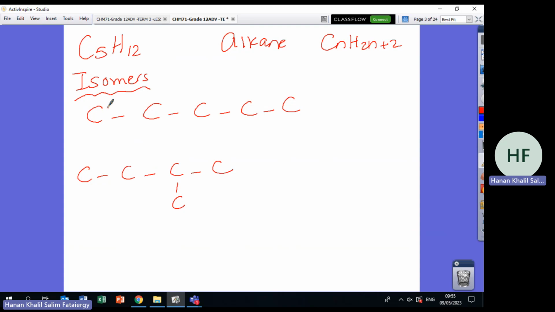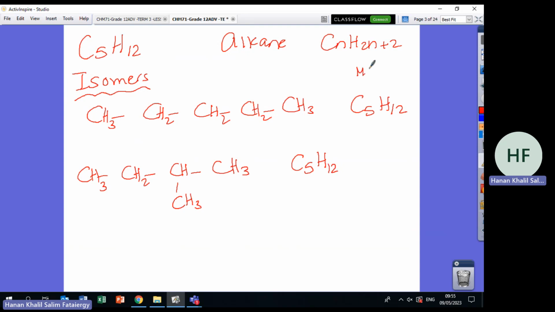Why? Let's complete the H's. Here I have 3, this is 2, this is 2, and this is 2, and this is 3. So the formula here is C5H, 3 plus 2 plus 2 plus 2 plus 3, which is 12. Now this one is CH3, CH2, CH, CH3, CH3. Also here we have C5H, 3 plus 3 plus 1 plus 2 plus 3, which is 12. So notice that these two have the same molecular formula, but different structures.